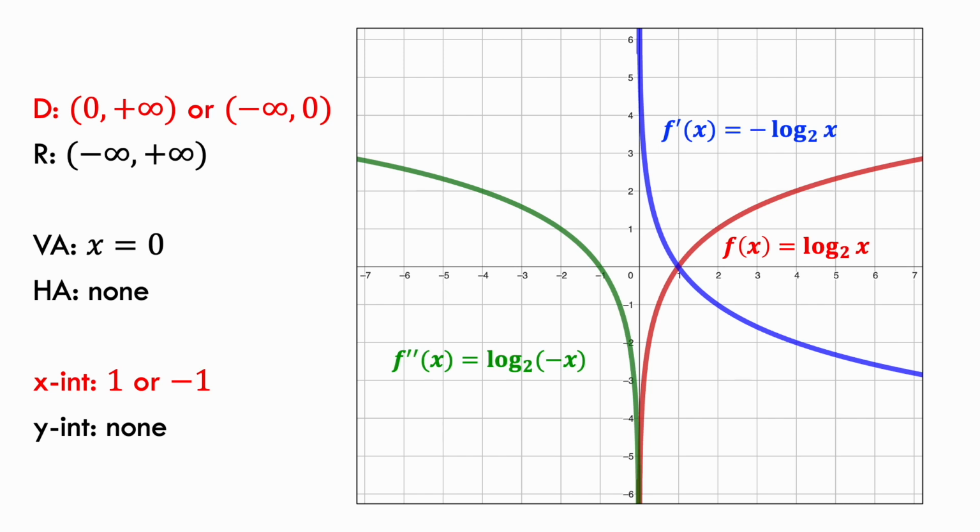The vertical asymptote is same pa rin na x equals 0. The horizontal asymptote is none. The x-intercept is 1 kapag nag-multiply tayo ng negative sa buong function, at negative 1 naman kung nag-multiply tayo ng negative sa mismong x lang. And we also have no y-intercept.